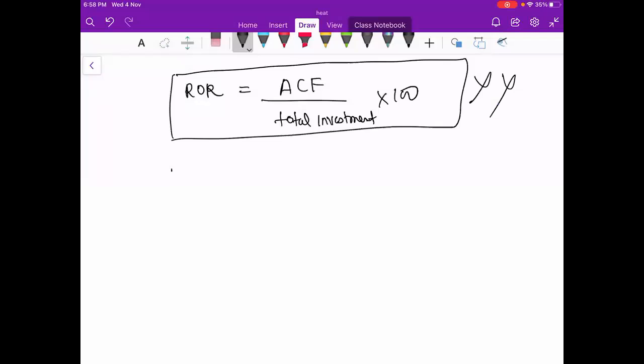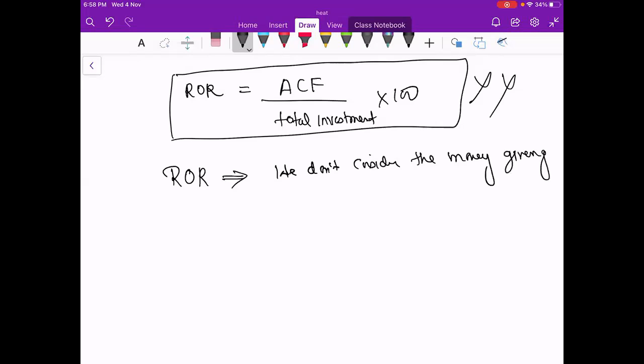ROR, in industry or in today's banks, or you can ask anyone, even your father. Anyone who is investing money for ROR doesn't consider the money after giving tax.